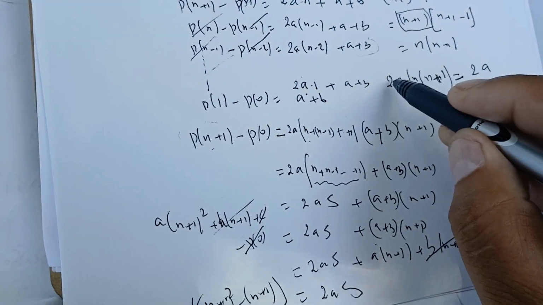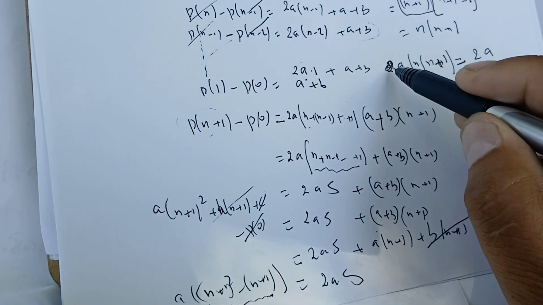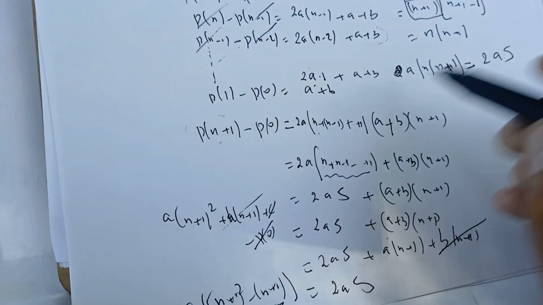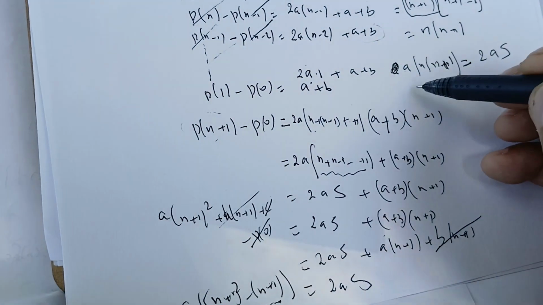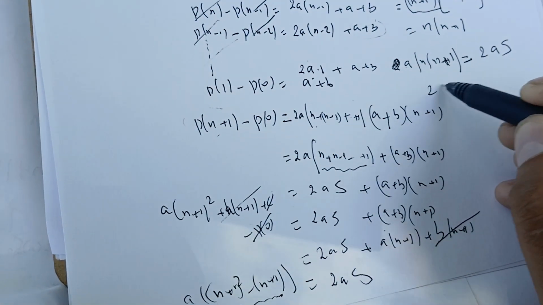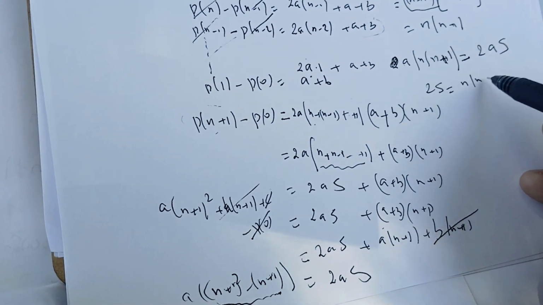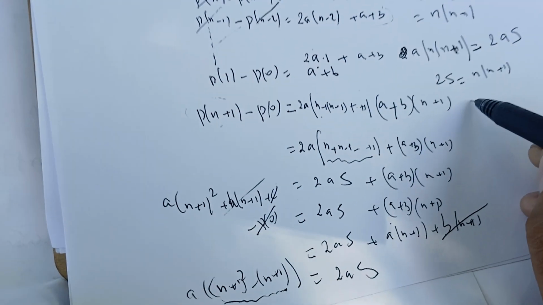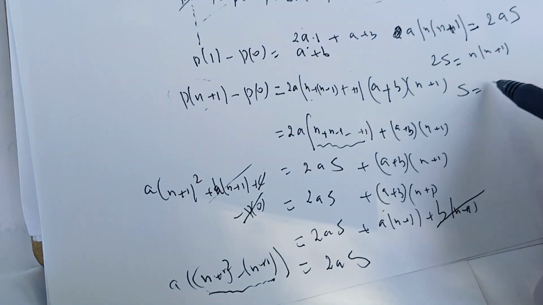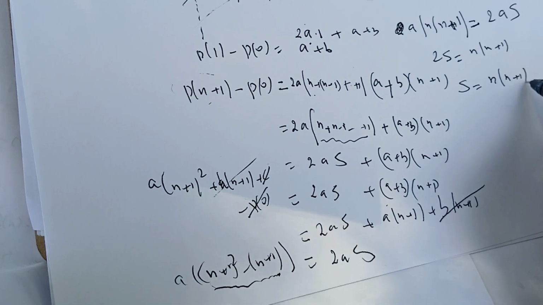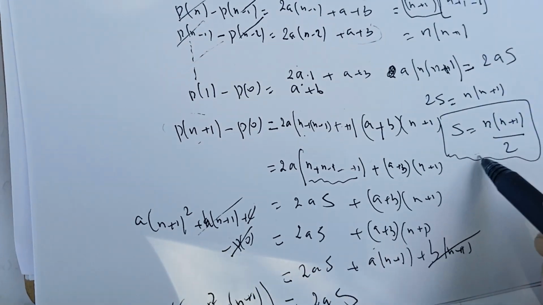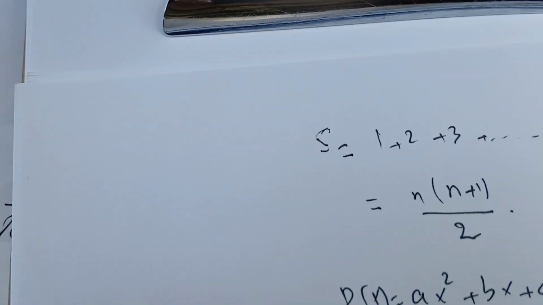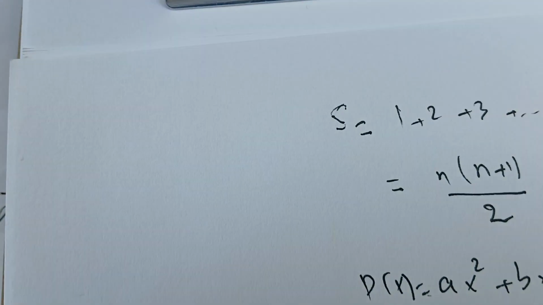2as. Sorry, not 2. There is no 2 here on the left side. So a times n plus 1 equals 2as. We said a is not 0, so we're going to cancel by a. We get 2s is n times n plus 1. And therefore, we see that s is n times n plus 1 over 2. So this is the proof for this value that we are looking for.